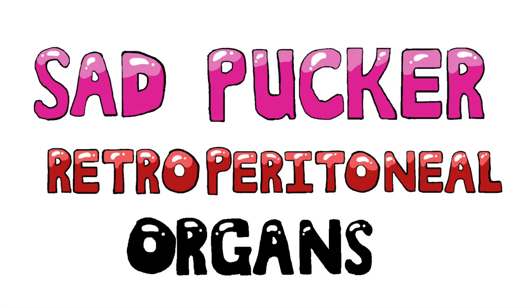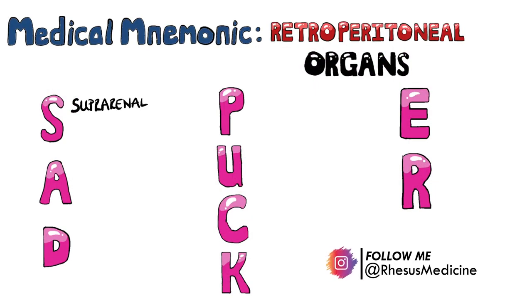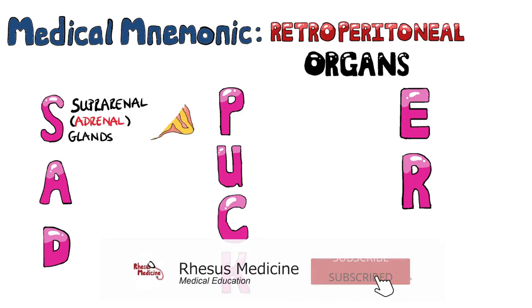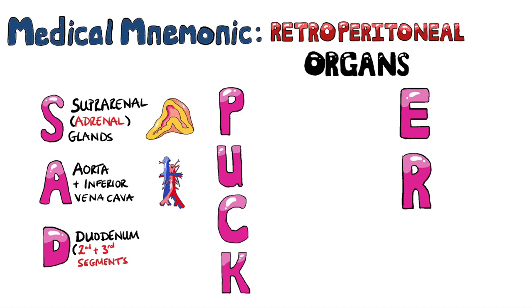SAD PUCKER is a medical mnemonic used to remember the retroperitoneal organs. To begin with, our S stands for the suprarenal glands, also known as the adrenal glands. Next, we have A for the aorta, but also remember the inferior vena cava as well. D is for the duodenum, specifically the second and third segments of it.